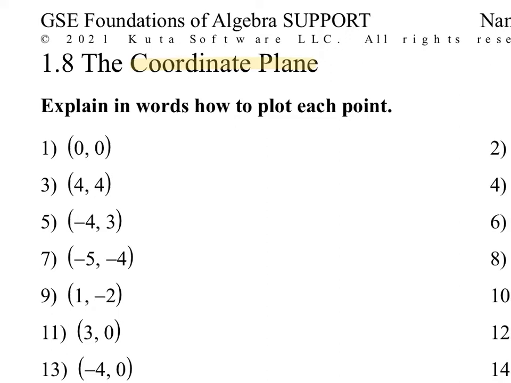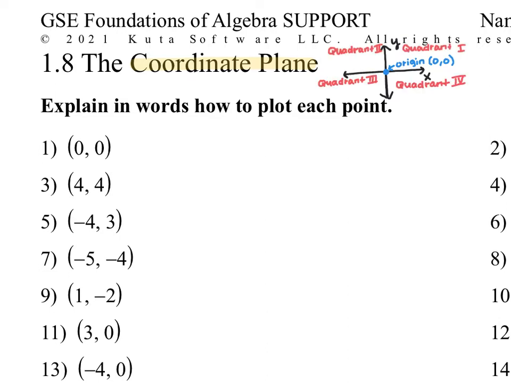Our notes today are on the coordinate plane, so let's draw out what that actually is. A coordinate plane has a vertical axis that's called the y-axis, and a horizontal axis called the x-axis. And where those two axes intersect is called the point of origin, which has an ordered pair of (0, 0).